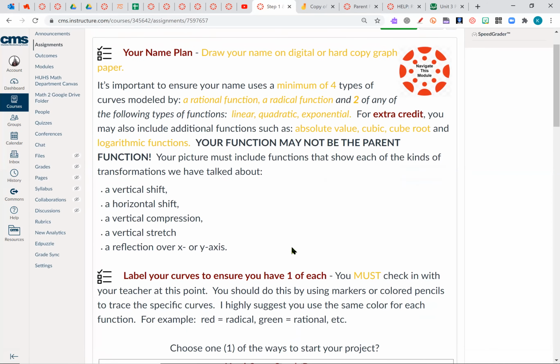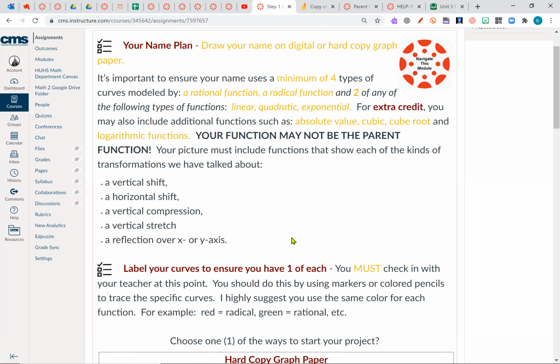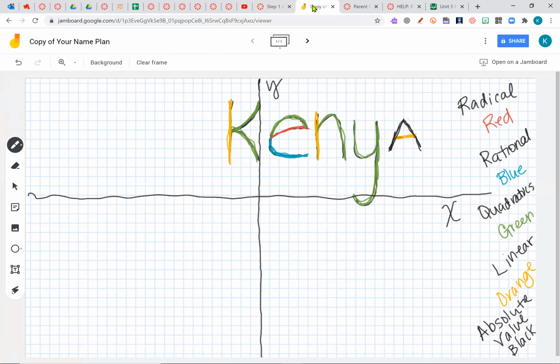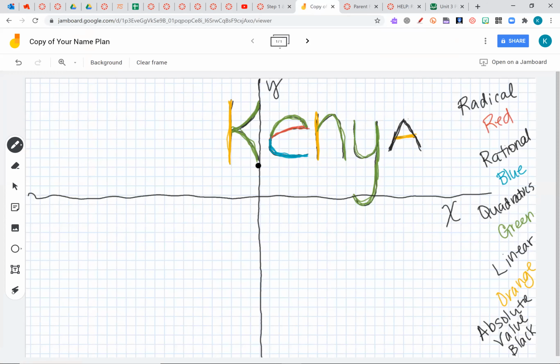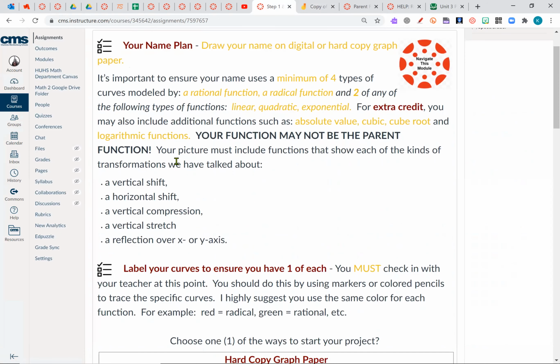So each of my graphs cannot be the parent function. So when you look here, none of them are, because none of these lines are at the origin. So that means none of them are going to be related to the parent function in that way. So these functions are all shifts. And that's because, again, they're not at the origin. So there's a vertical shift, there's a horizontal shift. There are other types of shifts going on here, and we'll be able to calculate those in a moment.